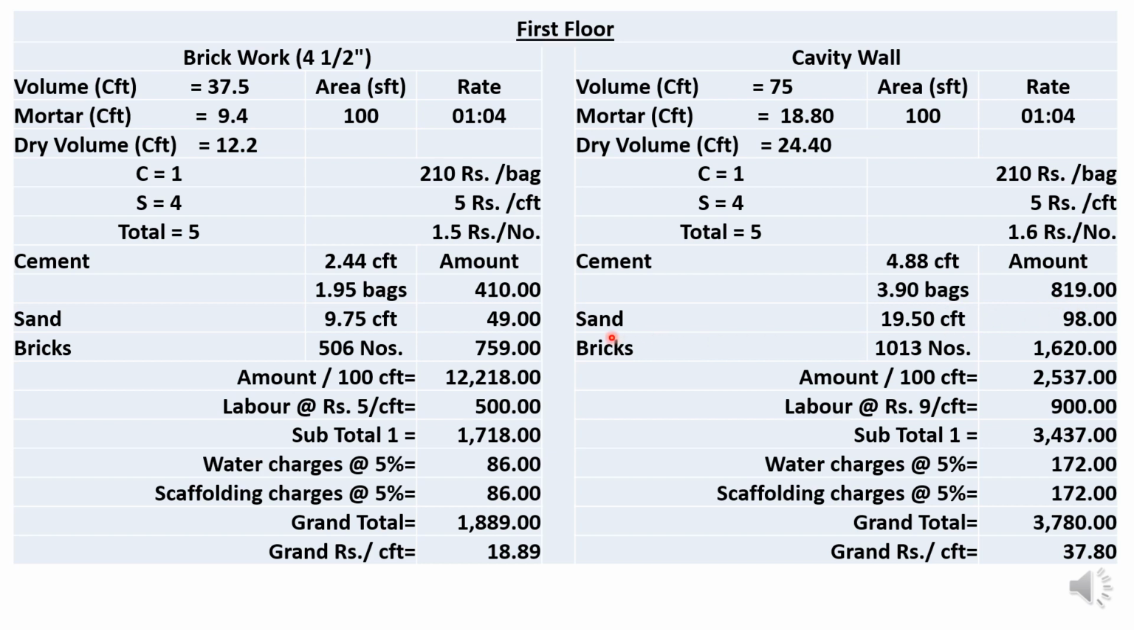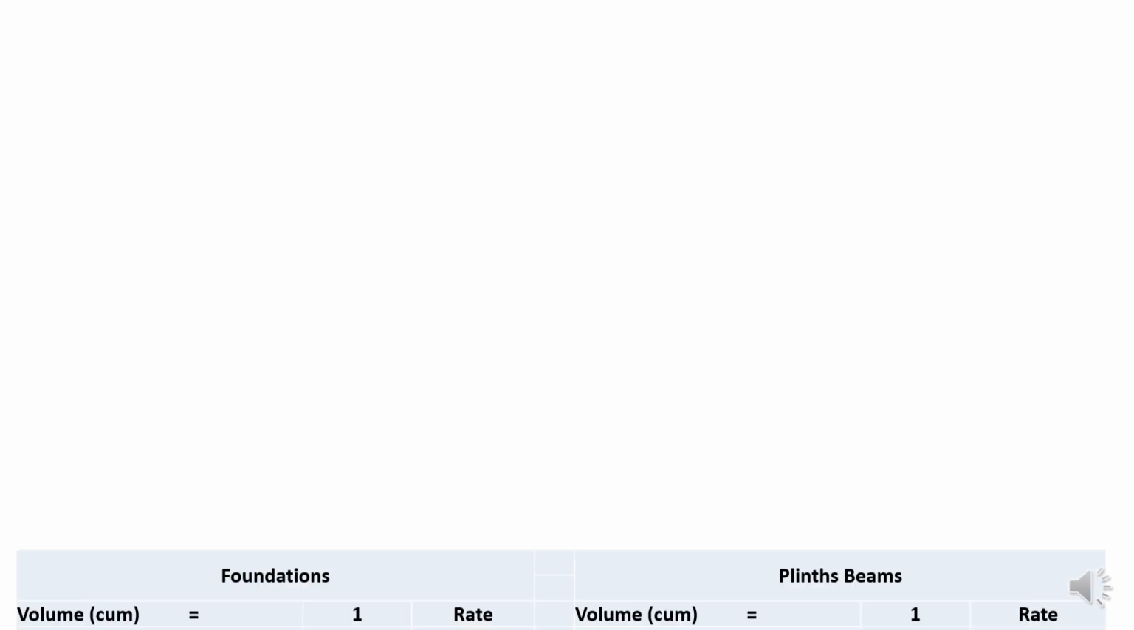Okay. Cement 3.9 bags 819 rupees. Sand 1950 at 98 rupees. Bricks 1013 numbers will cost you 1620. Amount will be 2537. Labor at the rate of 9 rupees per CFT will be 900. So total will be 3437. Water charges 5% of 172. Scaffolding charges 5% of 172. Grand total 3780. So cost per CFT will be 37.8.